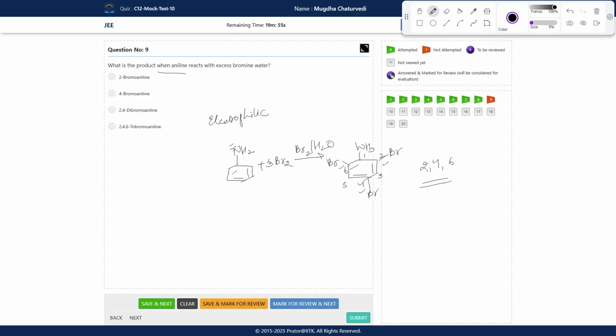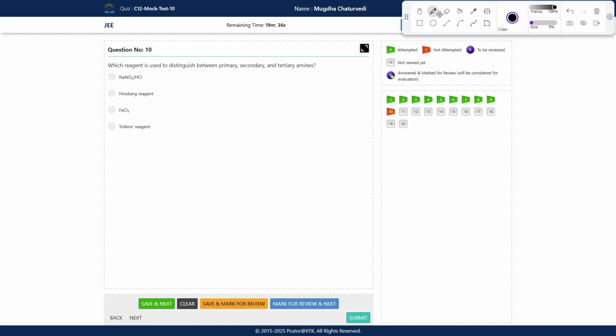This is because of the highly activating nature of this NH2 group. Okay, so the correct option will be 2, 4, 6 tribromoaniline. Okay, so this tri indicates that 3 bromine groups are there. So this is the correct answer. Now let us move on to the next question.